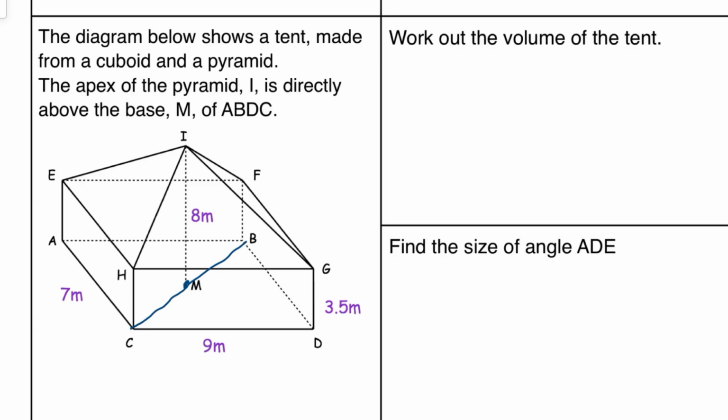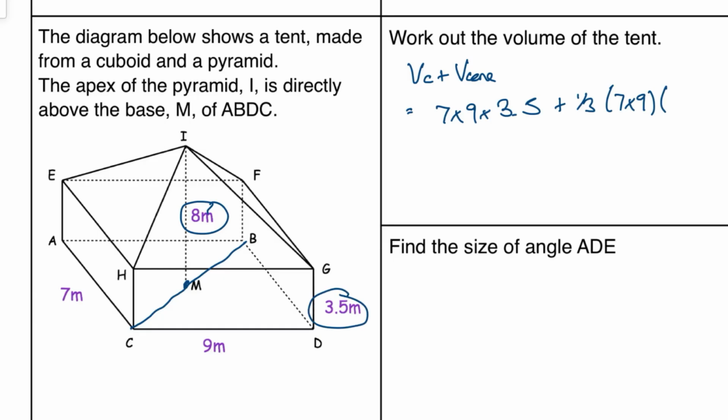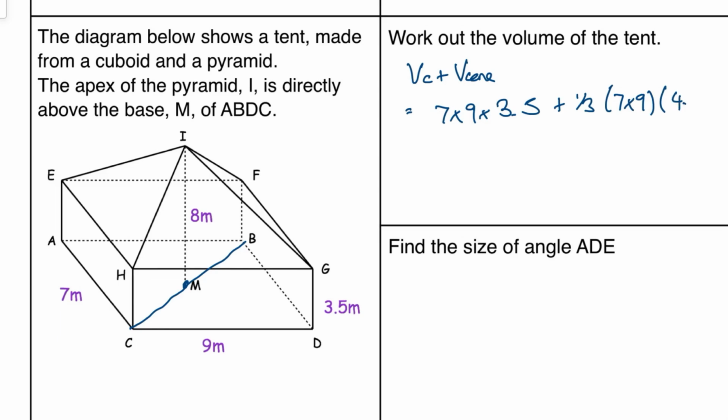Well, the volume is going to be the volume of the cuboid plus the volume of the pyramid. The cuboid is 7 times 9 times 3.5, length times width times height. And the pyramid is going to be plus a third, because it's a third of the base times the height. So the base is 7 times 9, and the height is this 8 here minus this 3.5 here, which is 4.5.